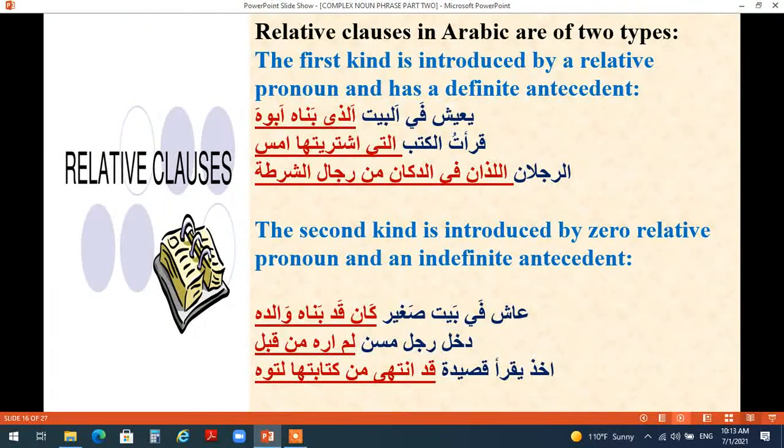So it will be التي اشتريتها أمس. This is the relative clause which has been used as a post modifier for the noun الكتب. الرجلان اللذان في الدكان من رجال الشرطة.